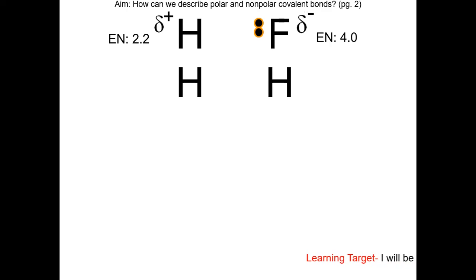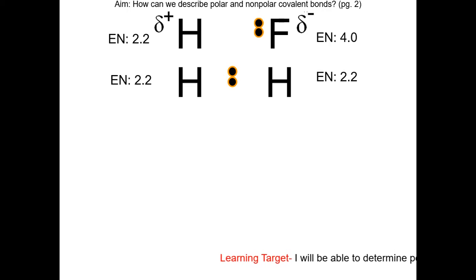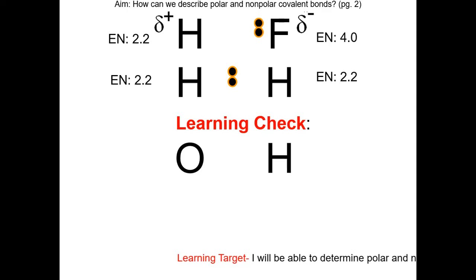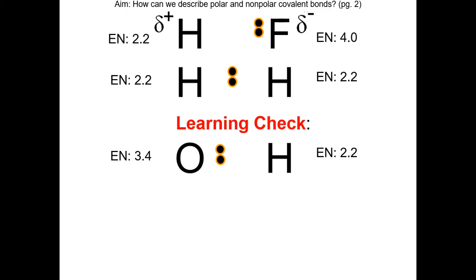For a hydrogen-hydrogen bond, this is nonpolar because they're the same element and the electronegativity difference is 0. For the OH bond, it is a polar bond because the electronegativity difference is greater than 0.5. Since oxygen is more electronegative than hydrogen, electron density will be closer to oxygen, therefore it has a partial negative charge. Hydrogen will have a partial positive charge. For lithium and fluorine, fluorine is much more electronegative than lithium, so it will take the electron, forming an ionic bond.